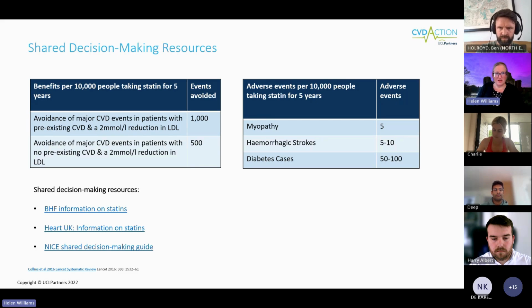And then we've also linked to other shared decision-making resources. So the British Heart Foundation have information for people, Heart UK, and a nice shared decision-making guide. So whichever tool you prefer to use when discussing with patients, you can link to any of those.